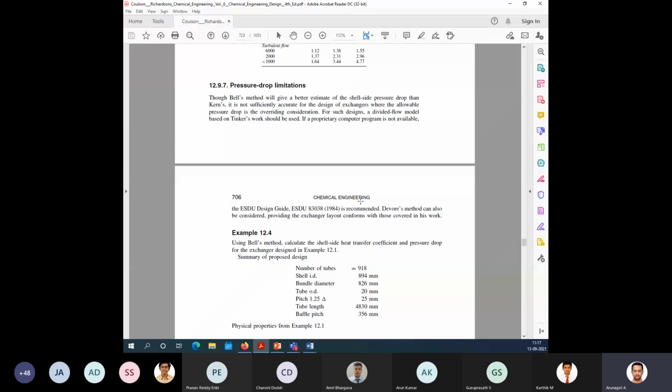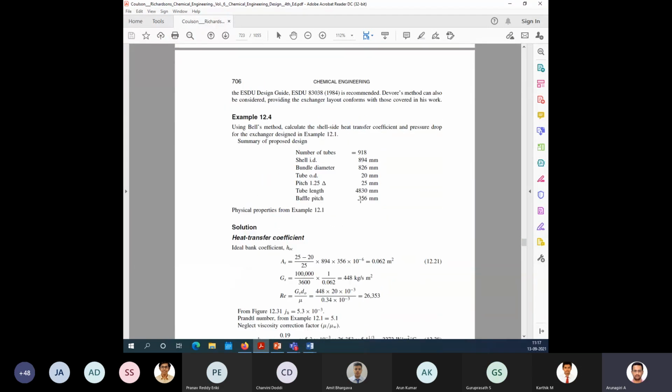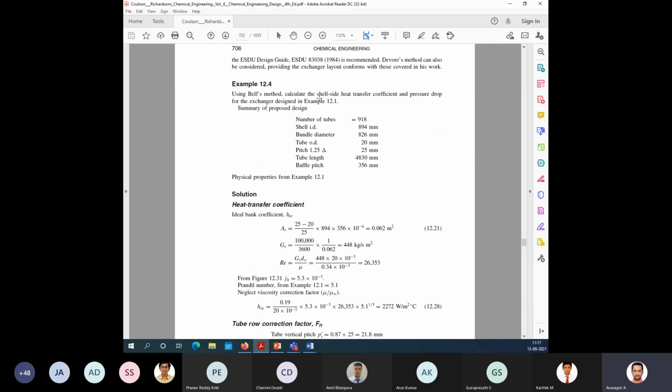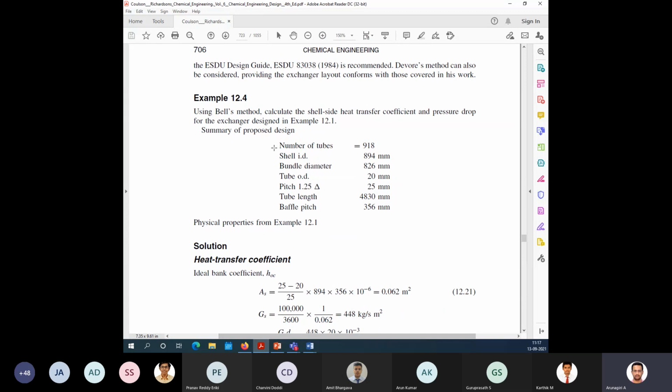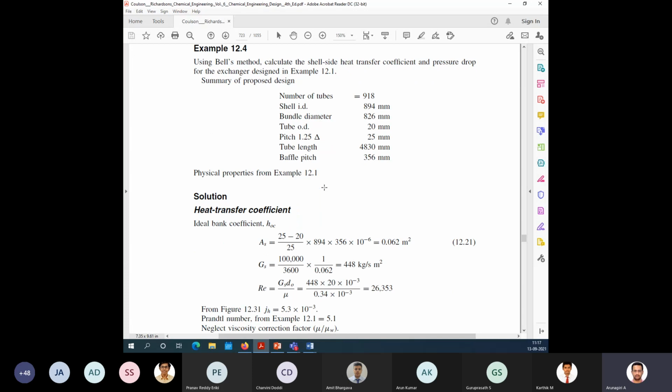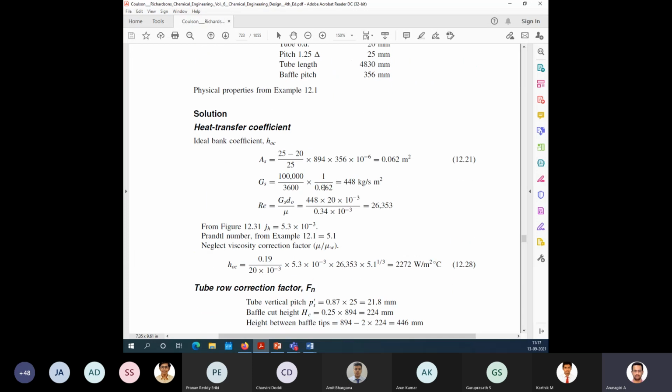Okay, so here I think you can see this 12.4 example available on page number 706. So it's the same problem. Okay, so number of tubes we know, shell ID we know, bundle diameter is given, tube OD we know, triangular pitch PT is given, tube length is given, baffle pitch is given. Okay, so what we have to do, we have to calculate the heat transfer coefficient. The ideal tube bank HTC you have to calculate.